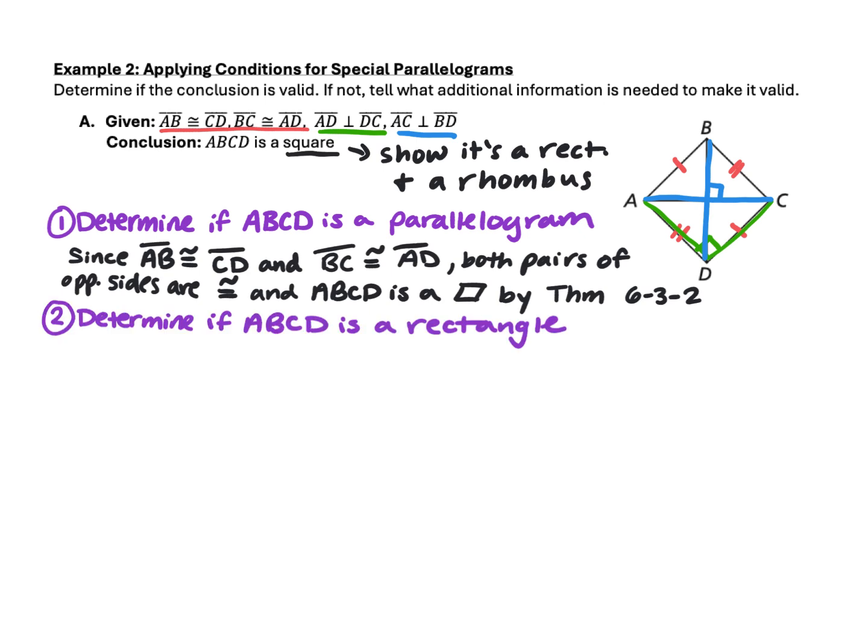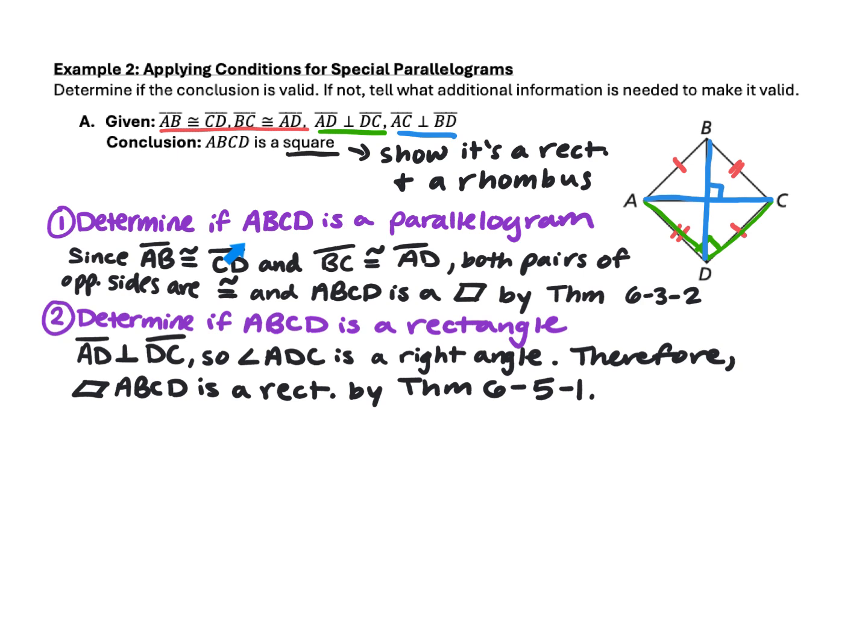Now we need to check to see if this parallelogram is a rectangle. So looking at our conditions for rectangles, there are two. One of the conditions states that if one angle of a parallelogram is a right angle, then the parallelogram is a rectangle. Since AD is perpendicular to DC, that gives us angle ADC is a right angle. And if we look at condition 1 for rectangles, it says that if a parallelogram has one right angle, then it is a rectangle. Therefore, parallelogram ABCD is a rectangle by theorem 6-5-1.